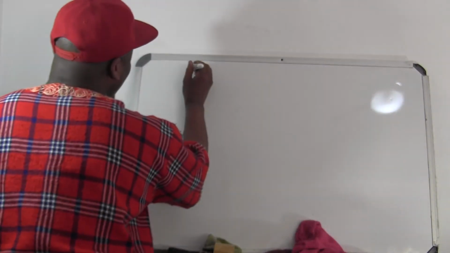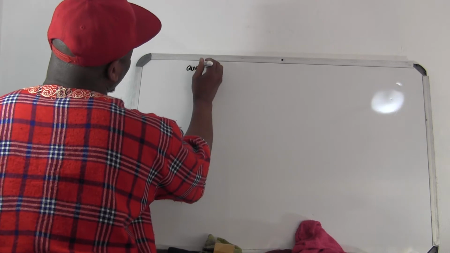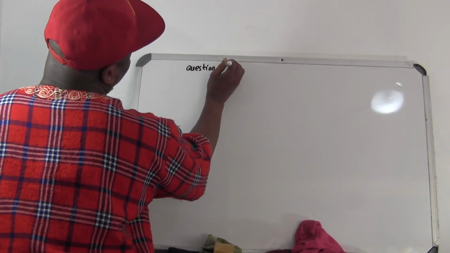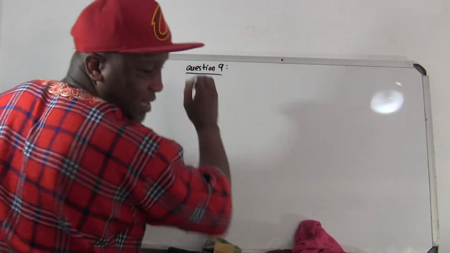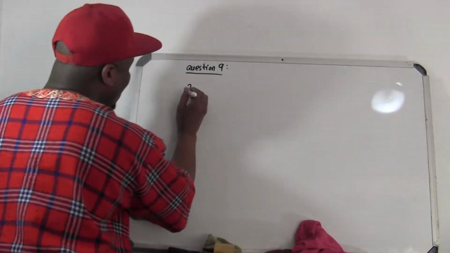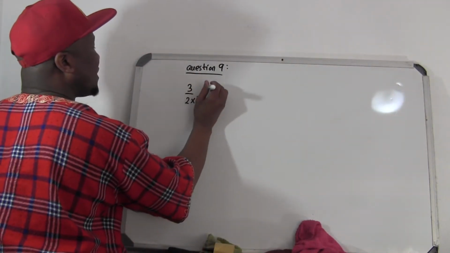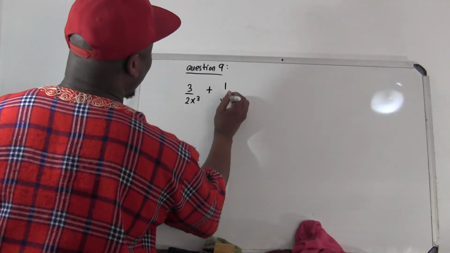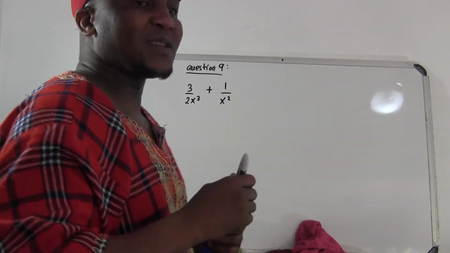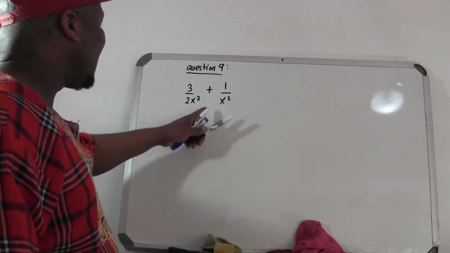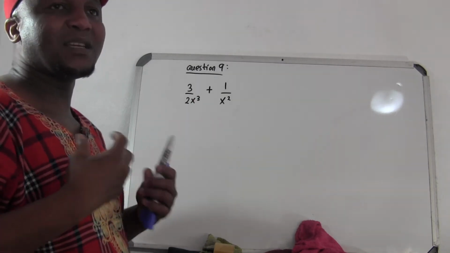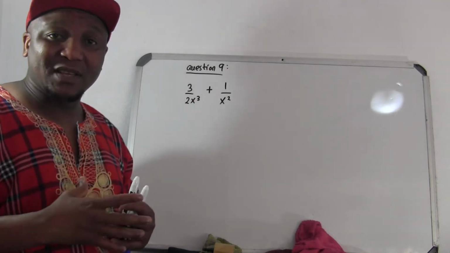So question number 9, we have 3 over 2x cubed, and then we have a plus 1 over x squared. So we're going to use the same trick. Since there's a plus here, my intention is that the denominator has to be the same.